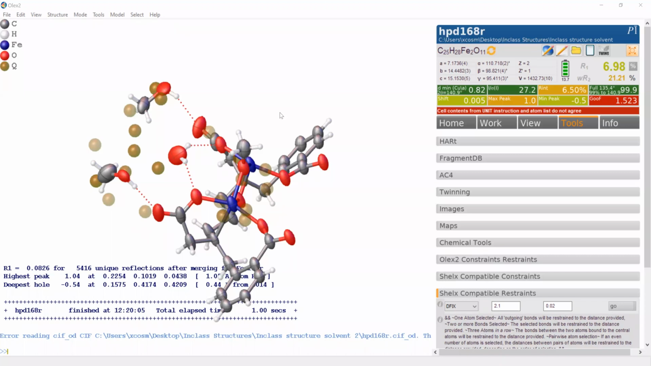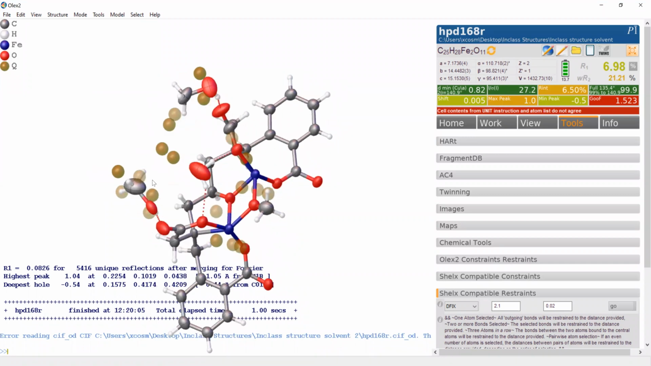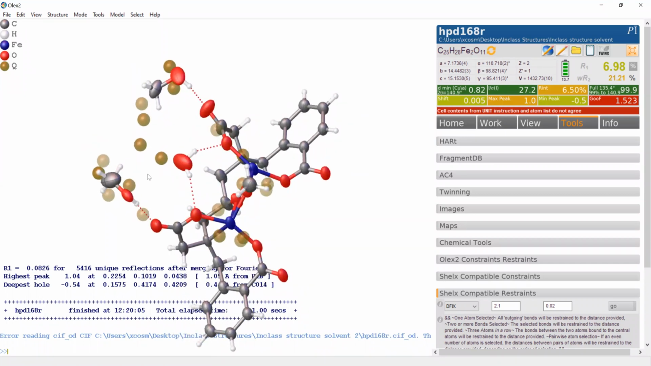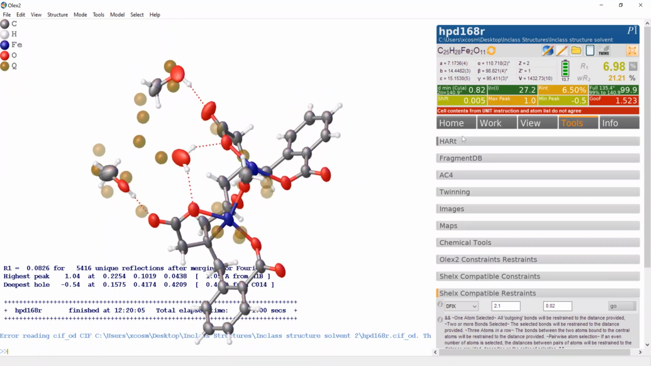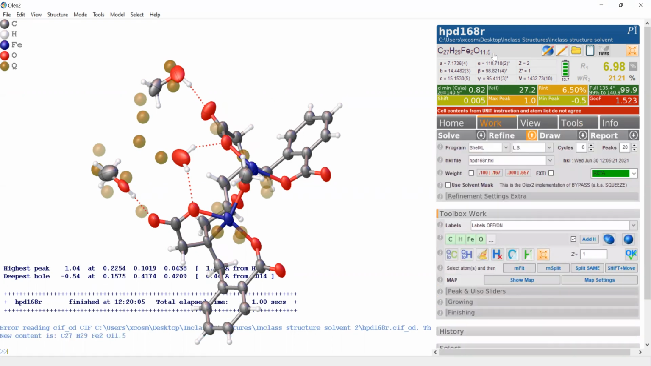So we do have some residual electron density with max peak of about 1. It doesn't look like the solvent mask would work here. But I'll come back and show you another way to handle the solvent mask. Make sure to update your formula as well.